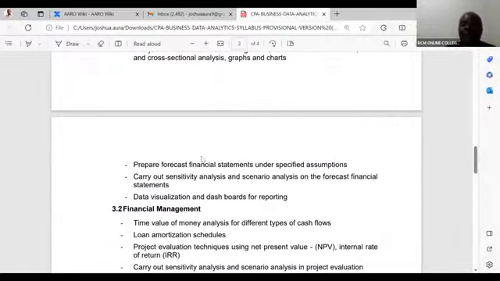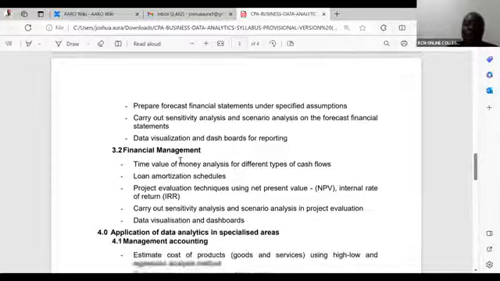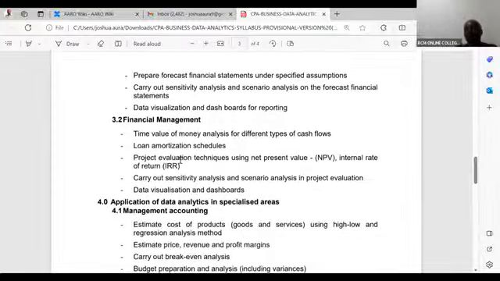They want us to show you guys how to prepare forecasted financial statements under specified assumptions, carry out sensitivity analysis and scenario analysis. Then again, they're repeating here, data visualization and dashboards. And then we go to financial management, where they want us to show you how to discount the time value of money. They want to show you how to carry out loan amortization. Then we have project evaluation techniques, NPV, etc. Then we should be able to show you how to carry out sensitivity analysis.